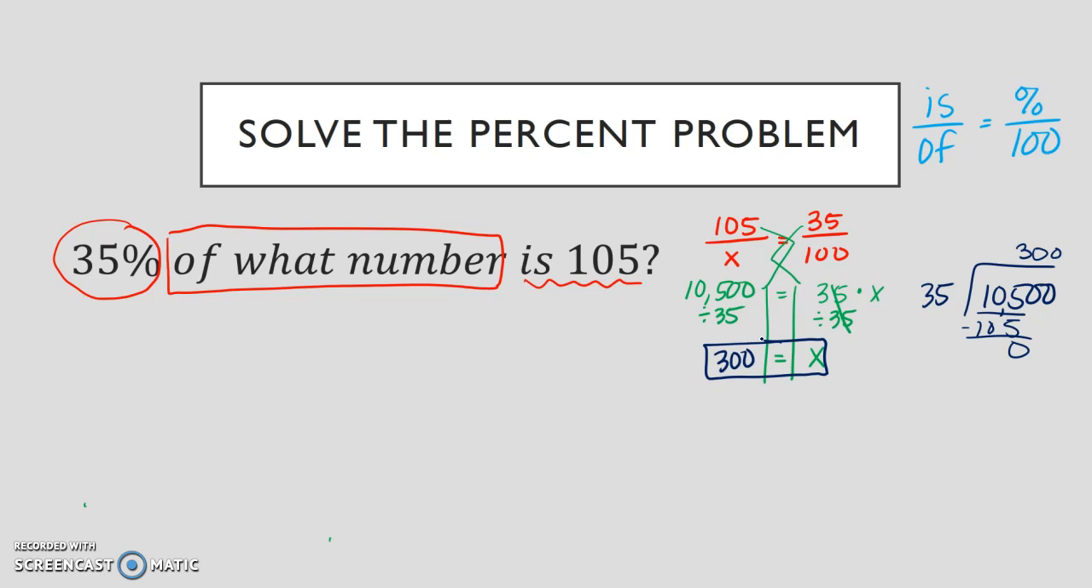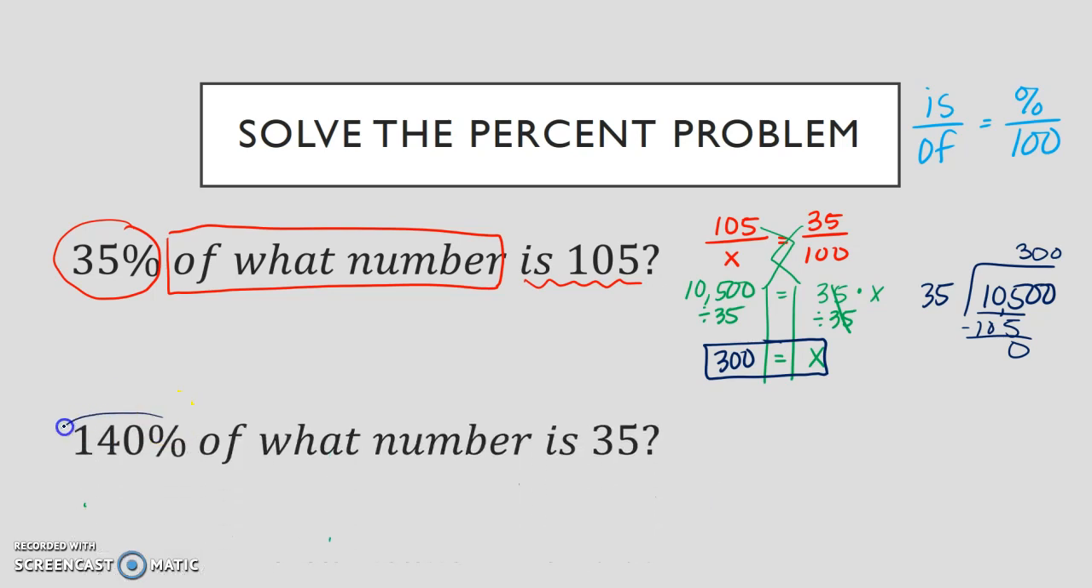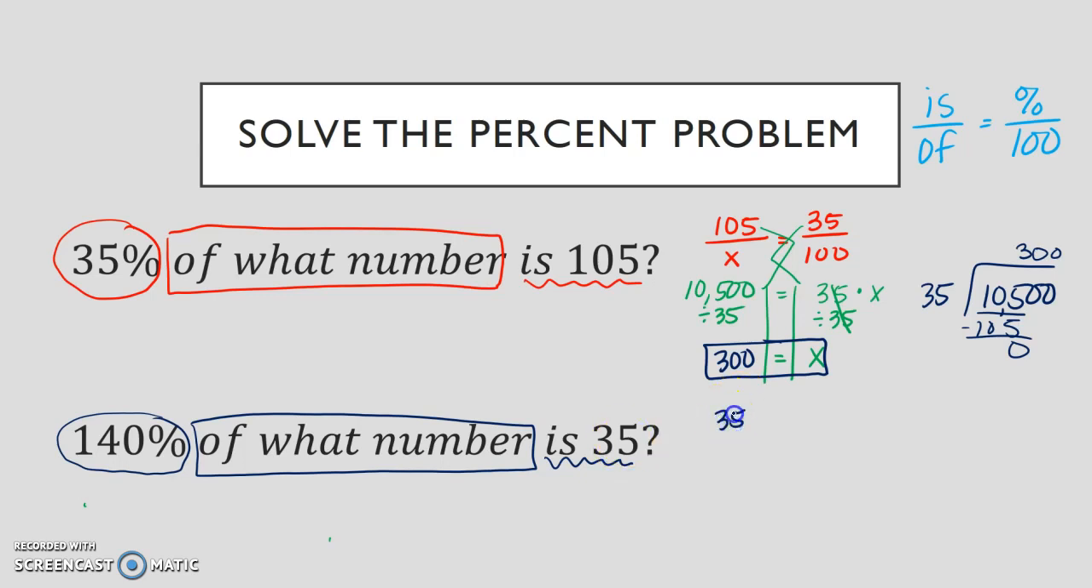So we've got one more problem like this. It says 140% of what number is 35. So I circled my percentage, boxed off my of, and put a little squiggle underneath my is. So again, I'm going to set up that same proportion. Here my is 35. My of is the unknown, so it's going to be x is equal to 140 over 100.